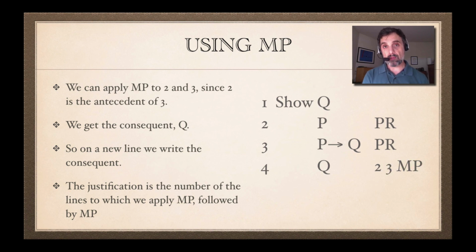So we apply modus ponens to particular lines, and in this case we apply it to lines 2 and 3, and we get Q. Now Q is the conclusion, and so we're almost done. But there's a way in our derivations in which we mark the fact that we're done. It's called direct derivation, and I will talk about that in the next video.